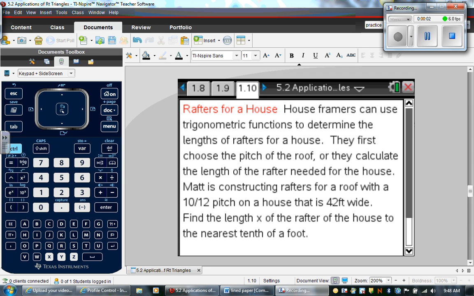This lesson is from Mrs. Cucci's College Now PreCalculus class. We are on lesson 5.2, applications of right triangles. So if you want to go ahead and get that lesson open, we'll get started.